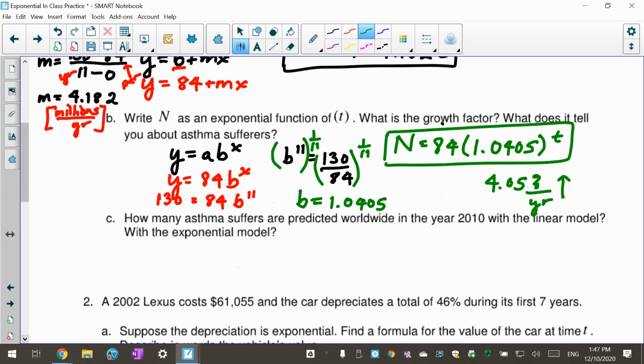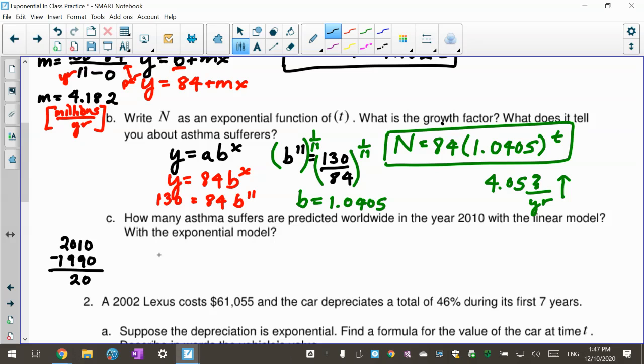Now they want to know how many asthma sufferers are predicted worldwide in the year 2010. Well, the first thing I want you to do on this is to actually take the 2010, subtract the 1990, even though you might think this is crazy. I have it 90, not 99, because I've had a lot of people miss this because they do it quickly in their head. So now I know I'm talking 20 years later from my initial formula.